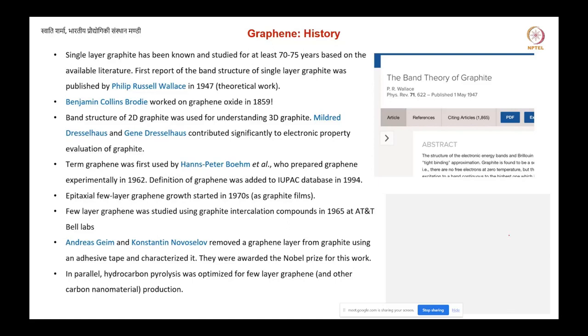Epitaxial few layer graphene growth started in the 1970s, and few layer graphene was studied using graphite intercalation compounds in 1965. Then Andre Geim and Konstantin Novoselov removed a graphene layer from graphite using adhesive tape and characterized it. They were awarded the Nobel Prize for this work. In parallel, hydrocarbon pyrolysis was optimized for few layer graphene and other carbon nanomaterial production. I hope this is a good history that you can also read on Wikipedia or elsewhere.